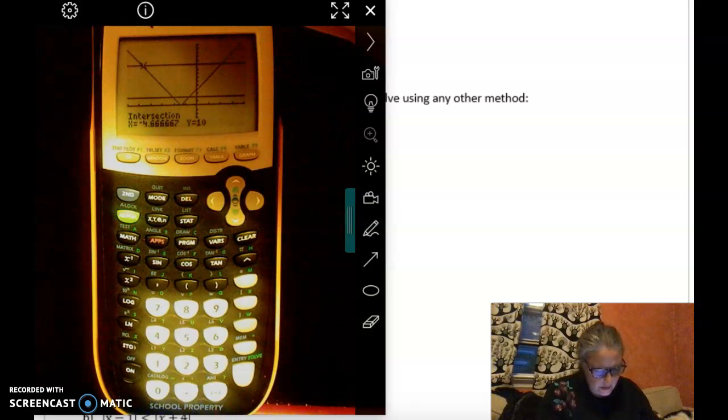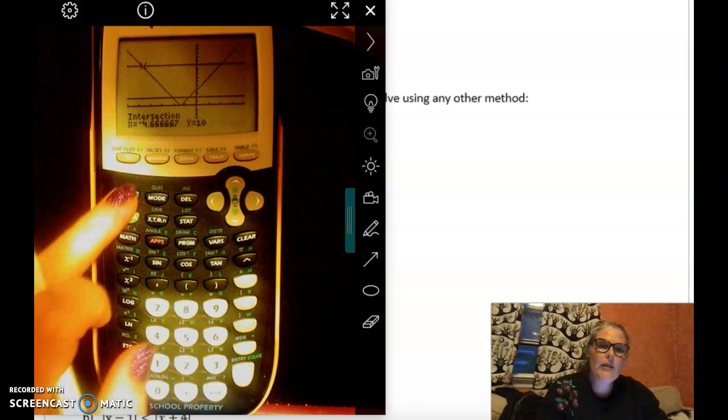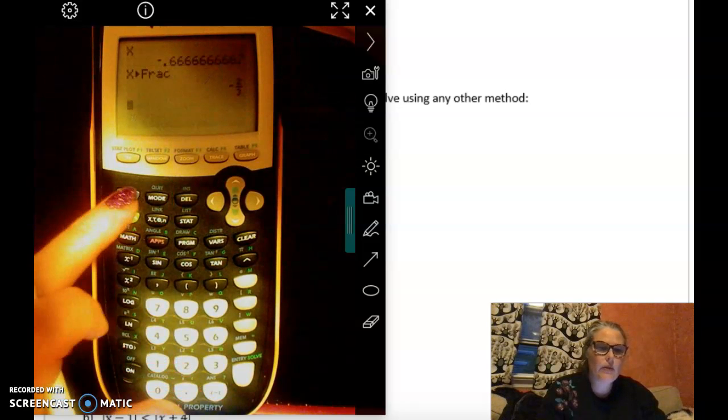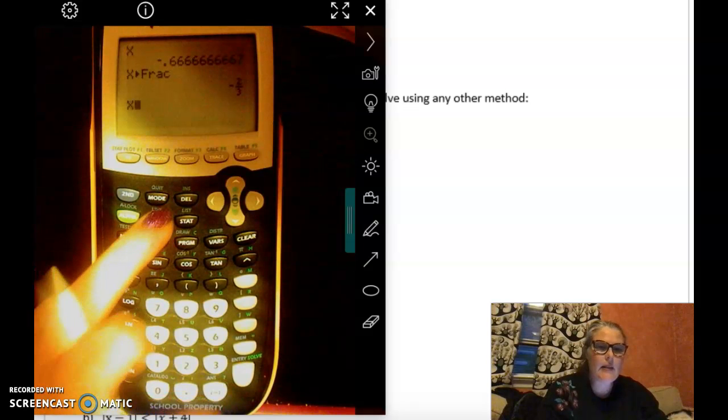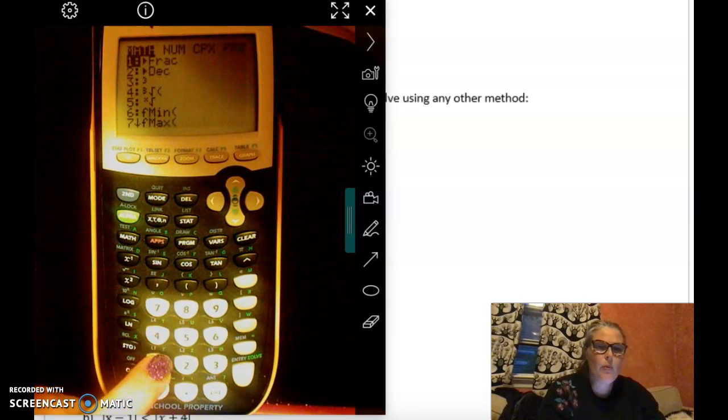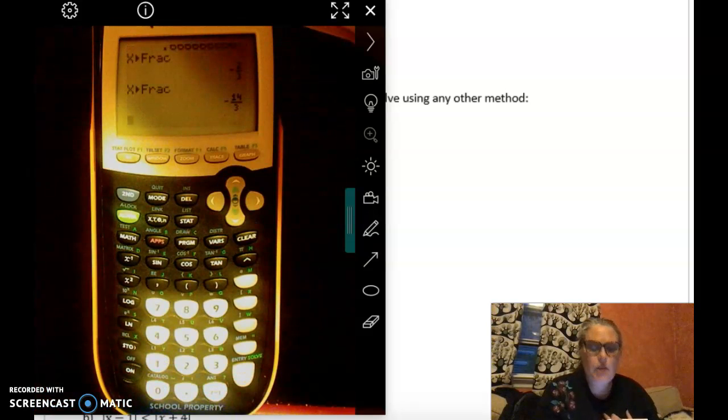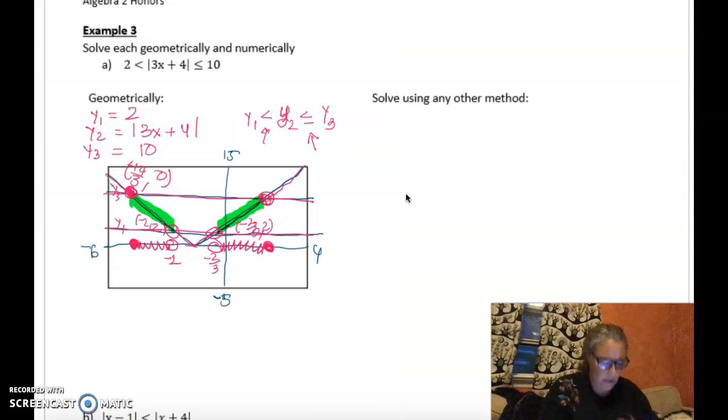Ooh, that does not look like -4 2 thirds. -4 2 thirds. And if you wanted to, you can either convert or just as a review, look right now, X is stored as that. So if I go to the home screen and hit X, math, choice number 1, enter, it'll convert it to a fraction. So -14 thirds, comma, 10 is going to be that ordered pair. So that's -14 thirds. That's the exact value.